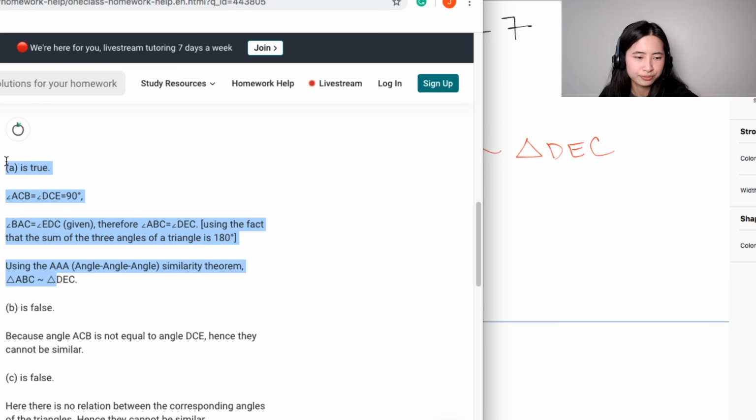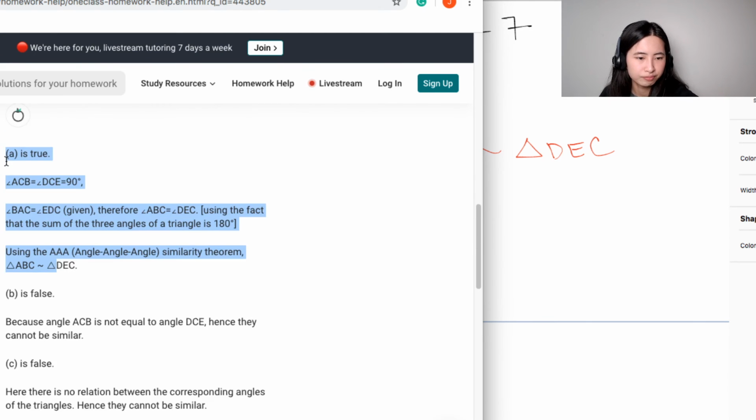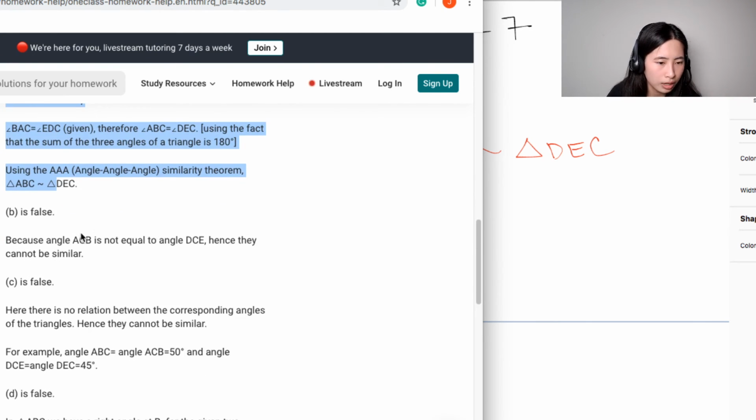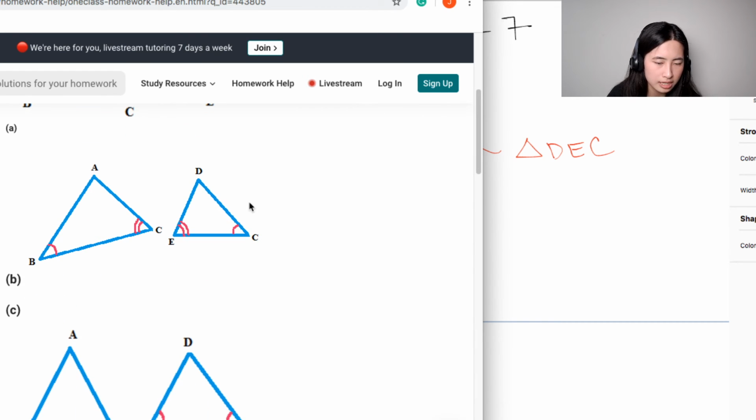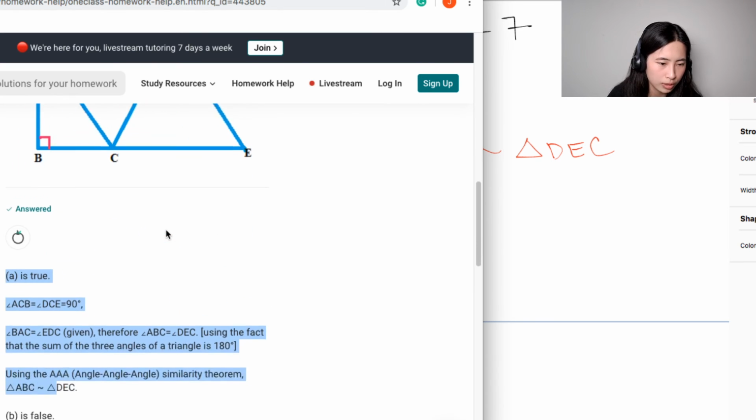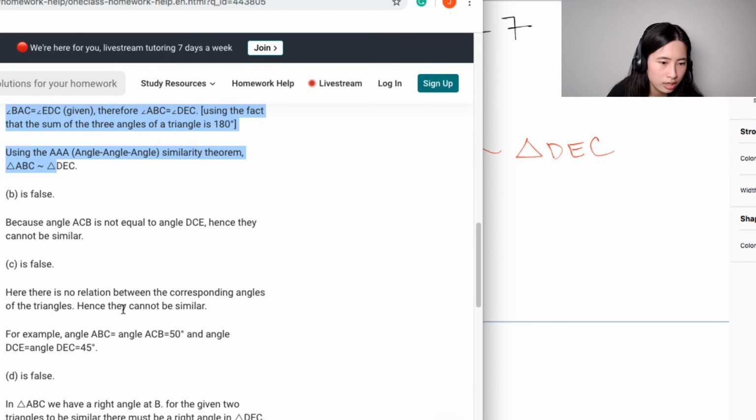So let's see what they wrote. Because angle ACB is not equal to angle DCE. Yeah, so that's what we said, right? So we had ABC is not equal to DCE. That's true, yeah. So that's their explanation.